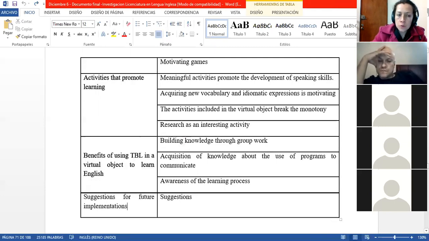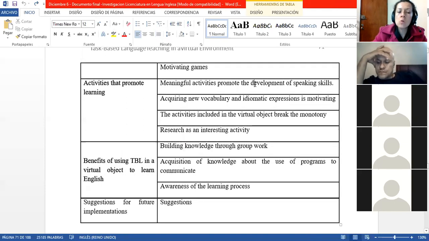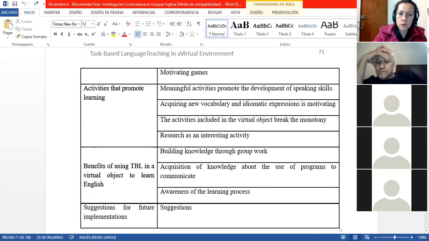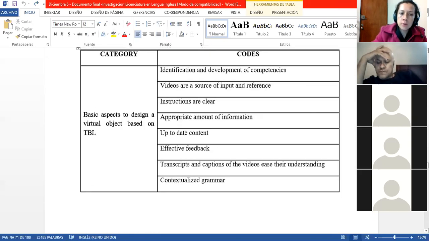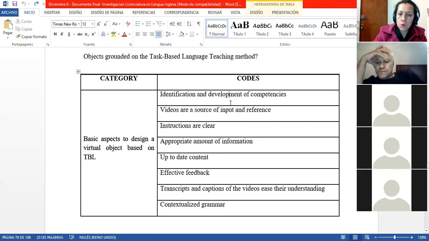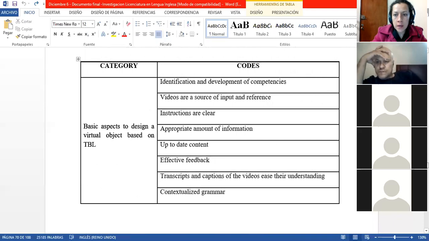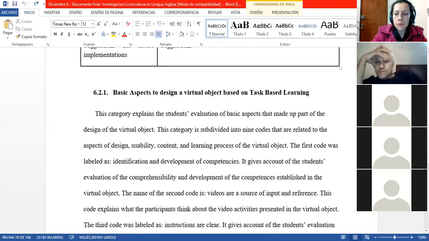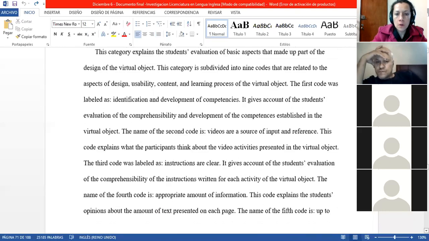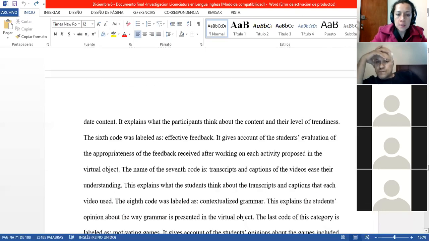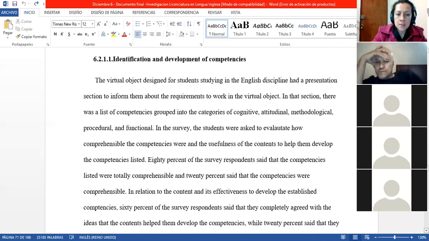So that's what we have to do for the last stage of data analysis. This stage is called selective coding, and the purpose is to create categories and the codes or subcategories. So when you start writing that chapter about data analysis, you need to explain each category and the codes. So you need to mention the codes, and then you need to explain it, and you need to provide examples.